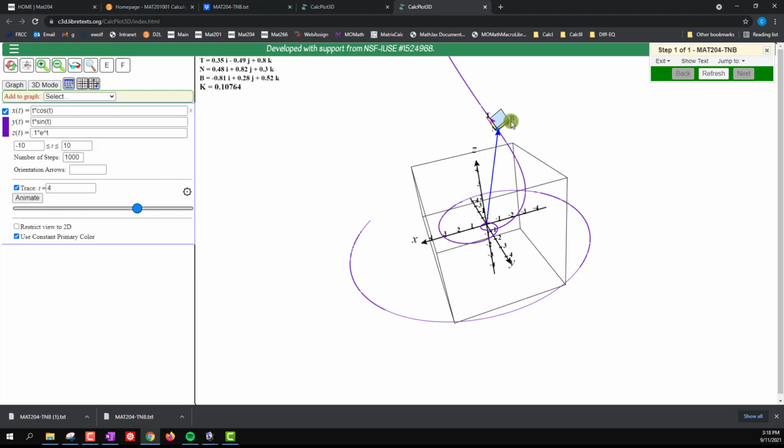Here b is not pointing in the k hat direction any longer, and in fact we can see the values of b changing as we move through this twisty part of the curve.